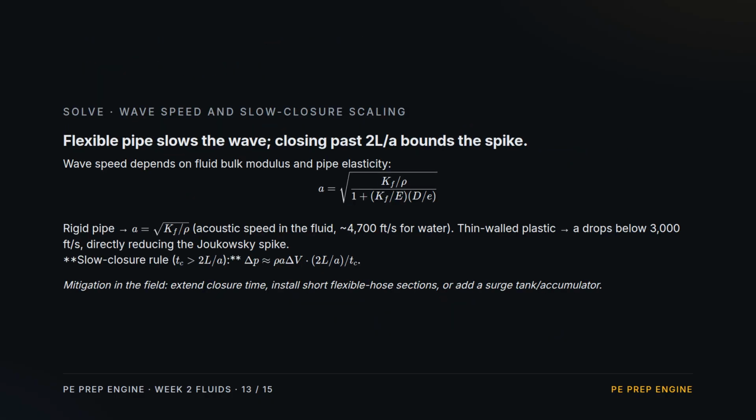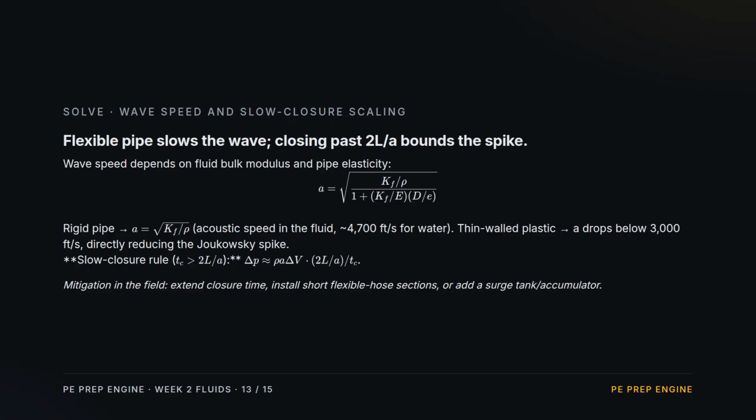Wave speed depends on both fluid and pipe. In a rigid pipe, A is the acoustic speed in the fluid, about 4,700 feet per second for water. A real pipe stretches under pressure, reducing wave speed. Thin-walled plastic can drop A below 3,000, directly reducing the spike. Slow closure rule. If closure time exceeds the pipe period, 2L over A, the peak scales down by the ratio of pipe period to closure time.